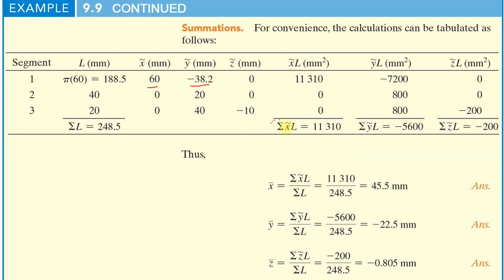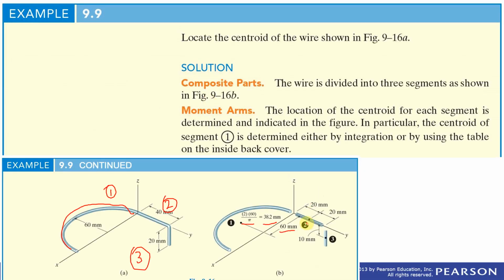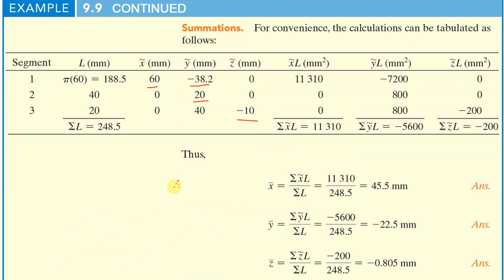Okay, and here we have it. 10 millimeter z, 20. This 20 is in the middle, number 2. Number 3, it's at 40 millimeters. Okay, oops, wrong direction. There we go. So all the locations of the centroid, total length. So we add up x times L, and we get this.